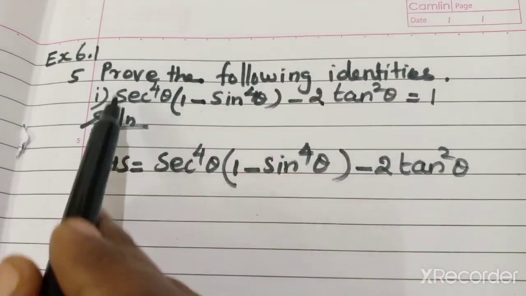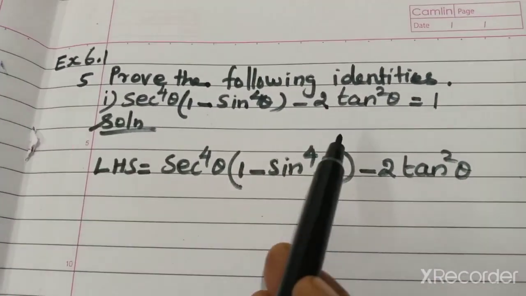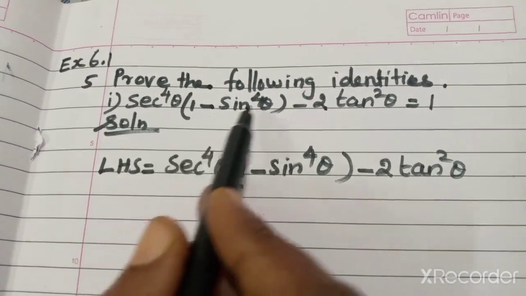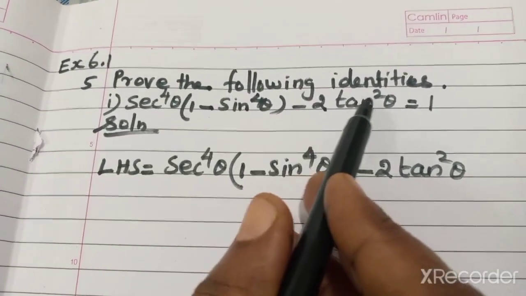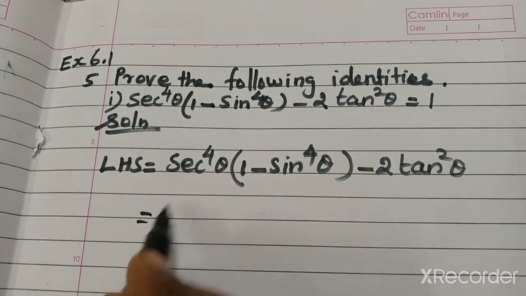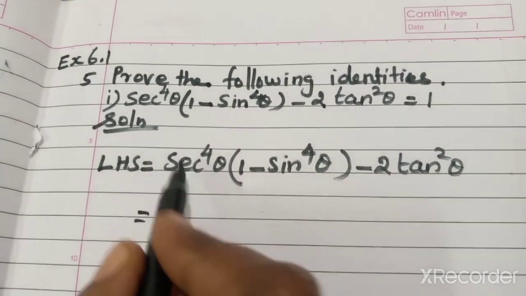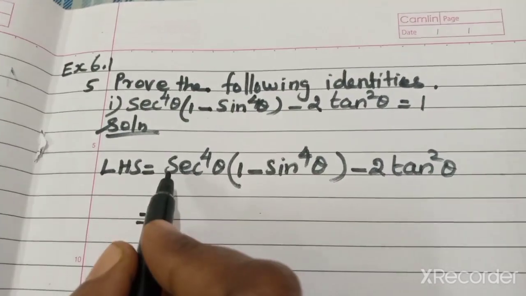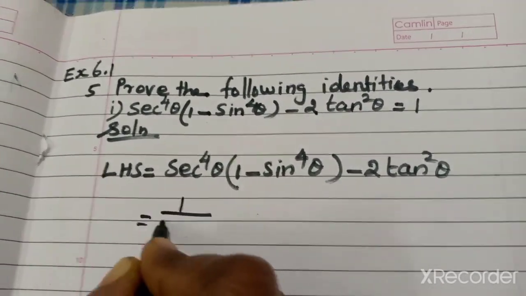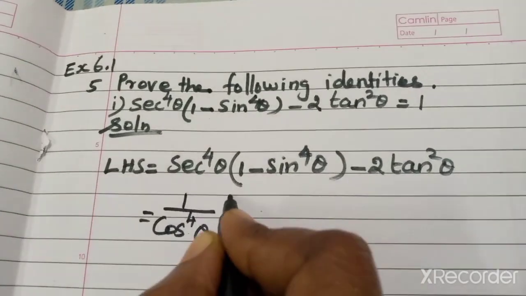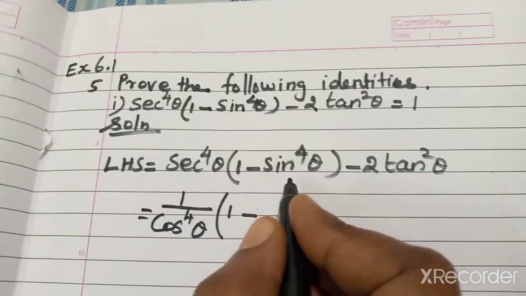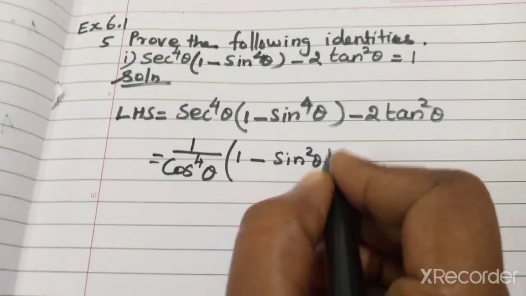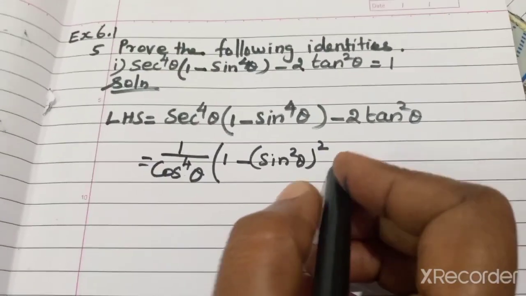Okay. So, let us take the LHS to take proof. What is the LHS? Secant power 4 theta into 1 minus sine power 4 theta minus 2 tan square theta. Which is equal to, let us bring the secant ratio into cos. What is the secant theta formula? Do you remember? 1 by cos theta. So secant power 4 theta can be written 1 by cos power 4 theta into 1 minus, let us write this, sine power 4 theta is sine square theta the whole square. Okay, that is sine power 4 theta.